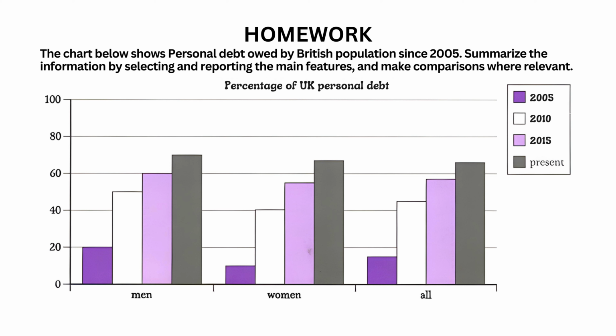Words to describe the chart below. The chart below shows personal debt owed by British population since 2005. Summarize the information by selecting and reporting the main features and make comparisons where relevant. You should spend about 20 minutes on this task. Your written work has to be at least 150 words long.